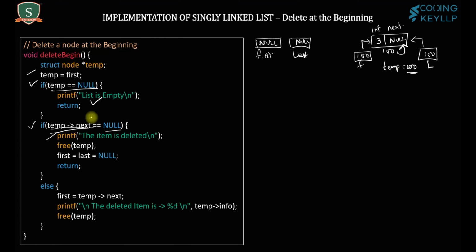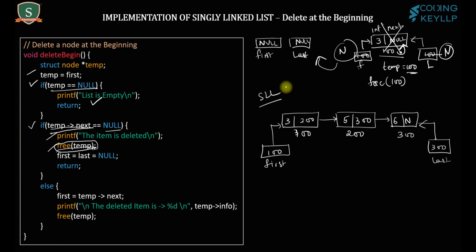So, the item is deleted, the statement is printed, free temporary. What are we doing? Free 100, that means the memory location 100 will be freed, and we are updating the first value to null and the last value to null. That means we are bringing it back to the actual condition where the list is empty. The moment first and last values are null, it means that we have deleted the only element in the singly linked list, and it is always mandatory that you free the memory. Since dynamic memory allocation is being used, it is the responsibility of the programmer to free the memory.